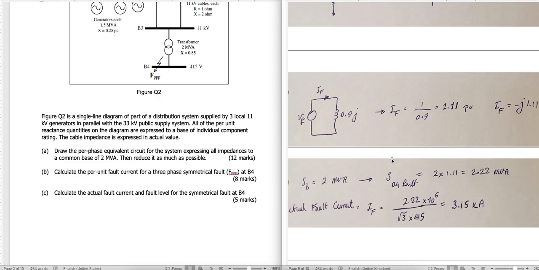So, yeah, you see IF again, VF over the impedance, the 0.9, and you get 1.1 per unit.